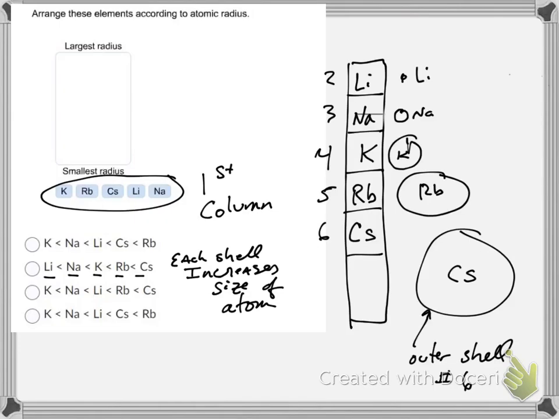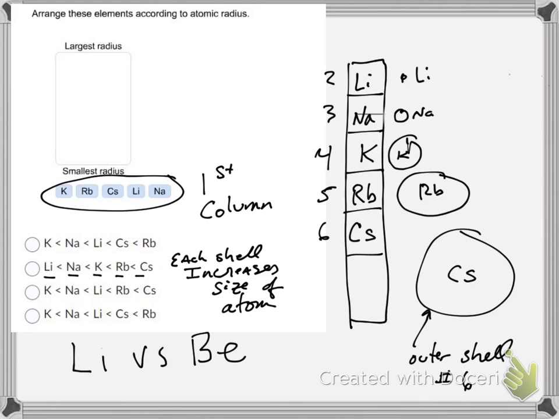So each shell increases the size of the atom. Now when you're within a shell, where we're talking about lithium versus beryllium, going across, what we see is a decrease in size as we add more protons into the same shell. So if we're going across a row, there is a contraction, everything gets smaller.